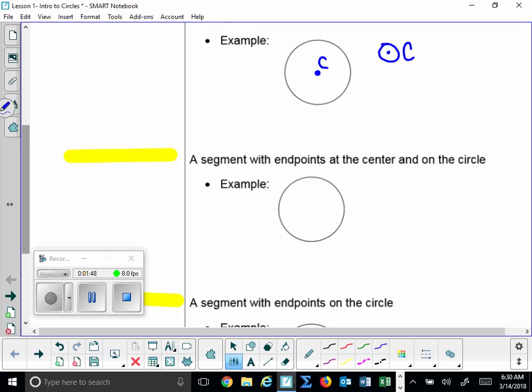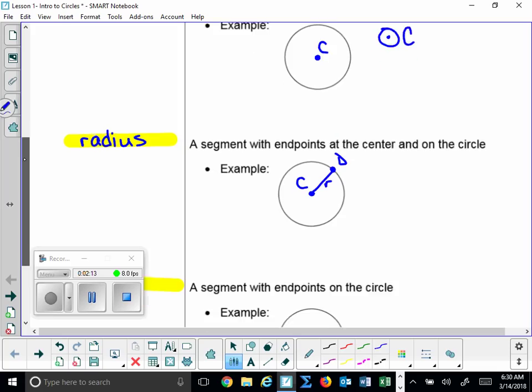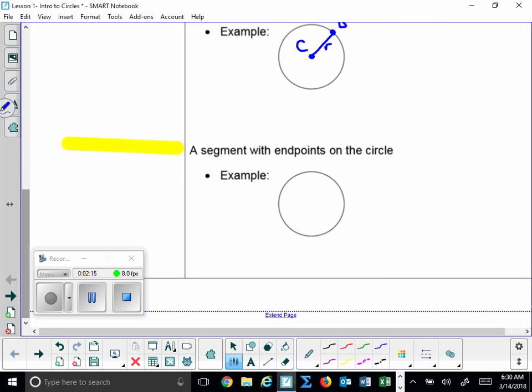All right, a segment with endpoints at the center and on the circle, and I'm just going to call that point D, is called the radius. We do use a lowercase r to represent radius, but there's no shortcut for that other than the lowercase r.